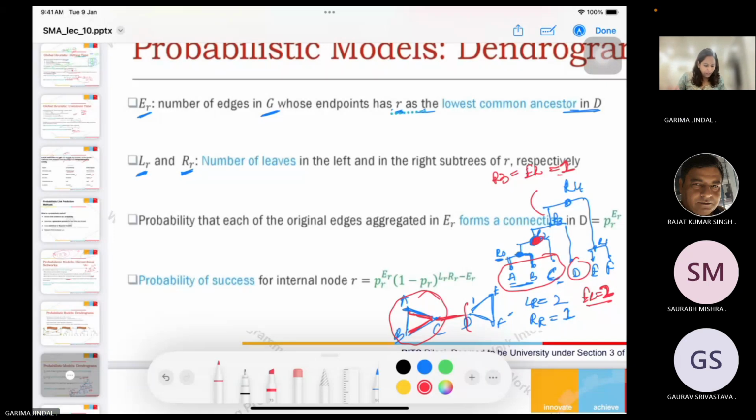Now, let me consider R3 here. I had one group that was ABC and the other group that was D. How many total possible connections could there be between these two groups? Can anyone tell me? What will be the total possible number of connections between these two groups?